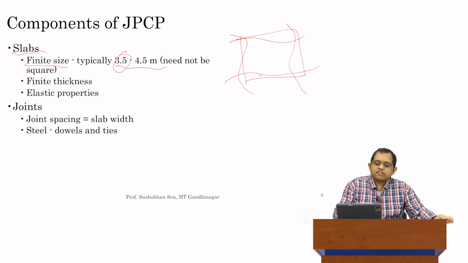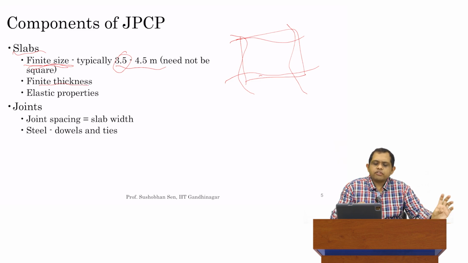So that's why I emphasize this term finite size: unlike flexible pavements, rigid pavements consist of these slabs, and these slabs are of a relatively finite size as compared to a flexible pavement. As we shall see, this is the defining characteristic of a rigid pavement, which necessitates a different theory from flexible pavements. All right, we also have a finite thickness.